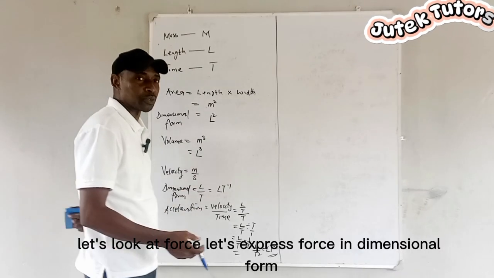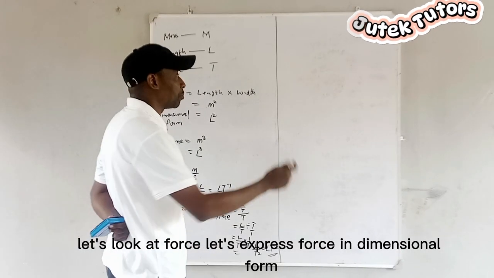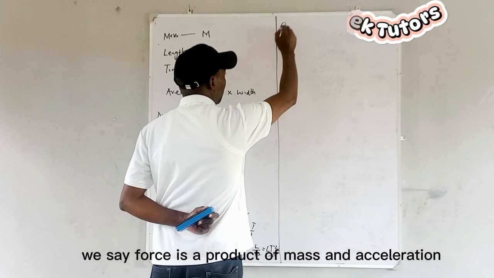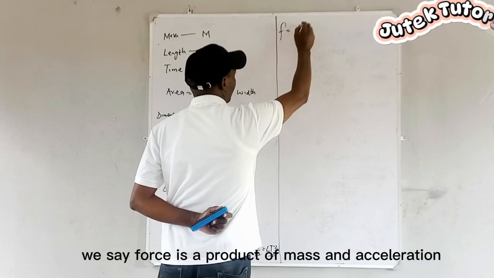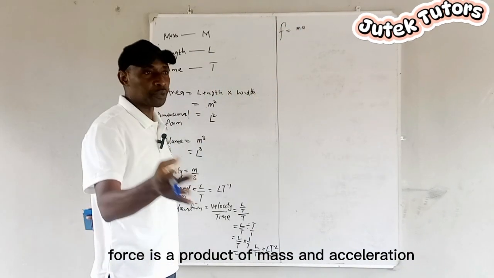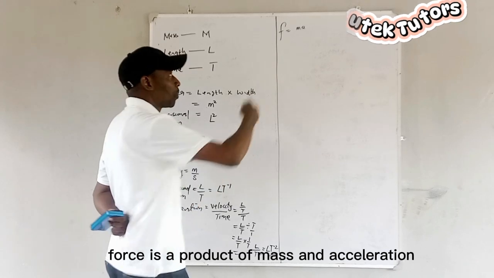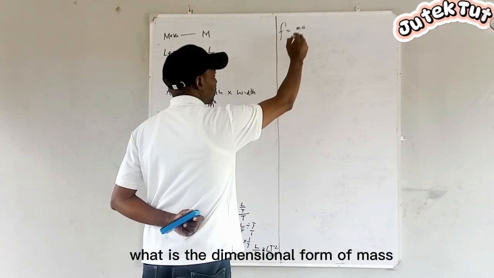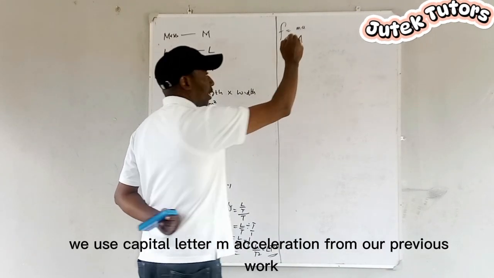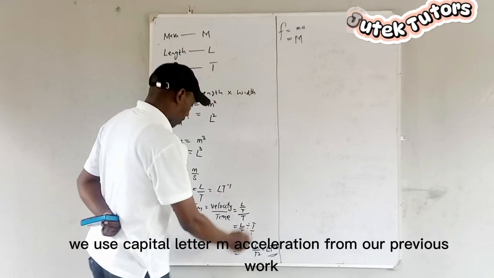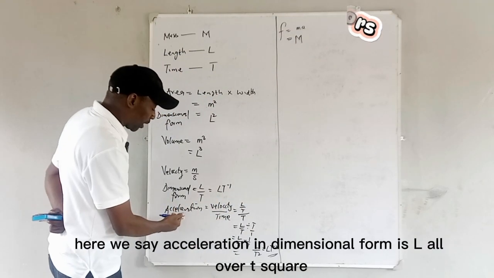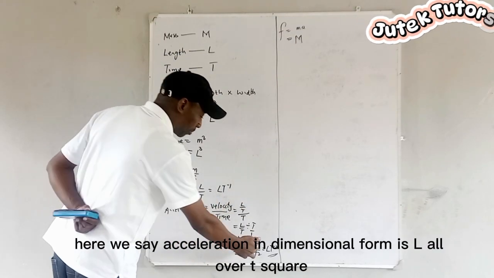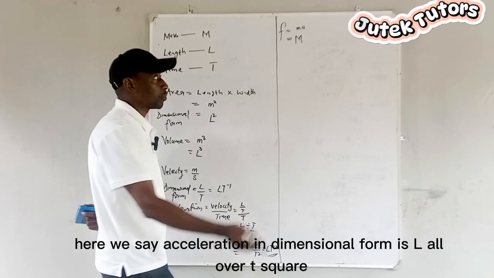Let's look at force. Let's express force in dimensional form. We say force is the product of mass and acceleration. What is the dimensional form of mass? We use capital letter M. Acceleration, from our previous work, in dimensional form is L all over T squared.